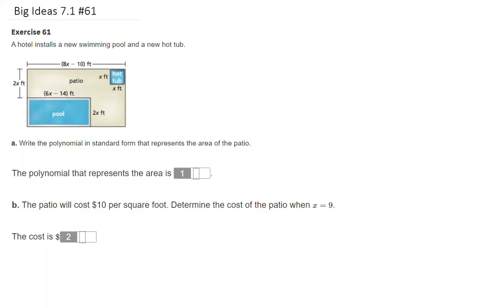Okay, we've got this problem from our homework that some people have had some trouble with. So let's go through it. It's pretty interesting. We've got this hotel, we've got a patio, it's got a swimming pool and a hot tub, and our job is to write a polynomial in standard form that represents the area of the patio.